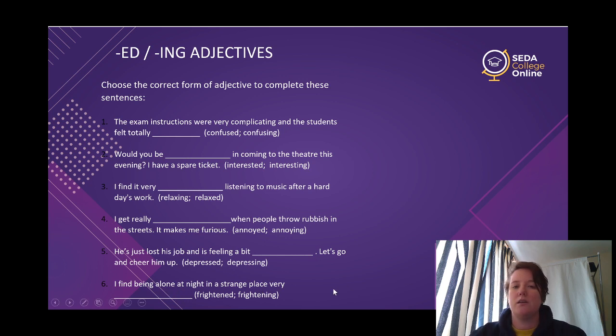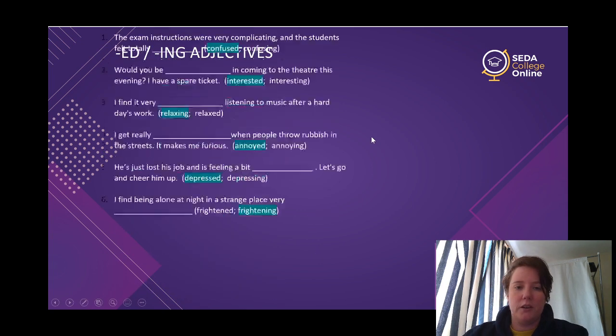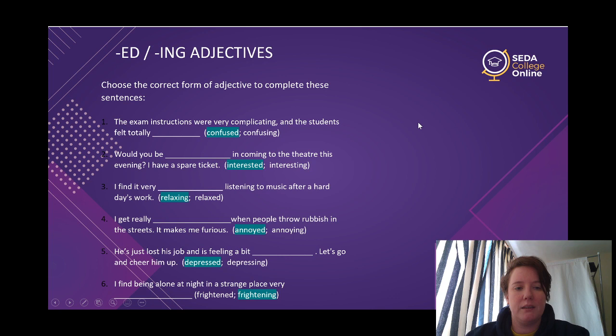So remember, just write down the number and then the correct word. Which adjective is correct for each one? I'll give you another couple of seconds to think about that. Okay, let's see how you got on. The exam instructions were very complicating and the students felt totally confused, because they were complicated.